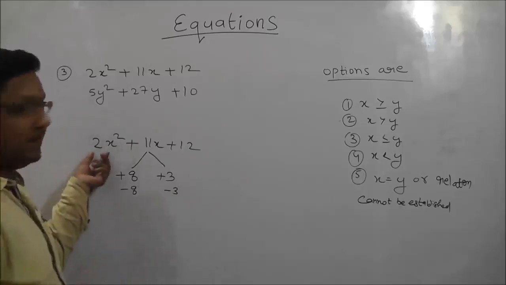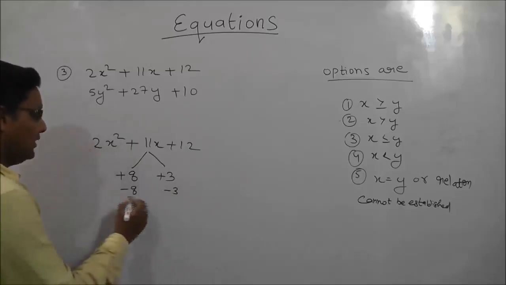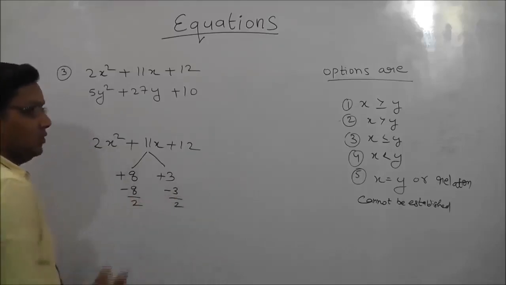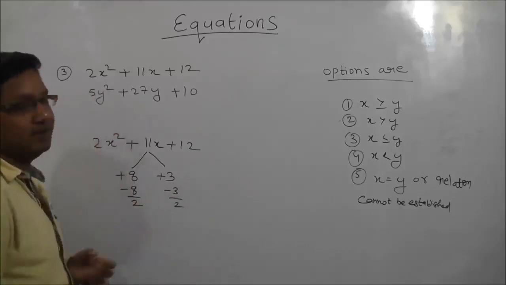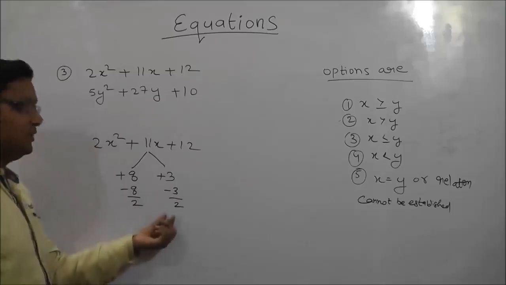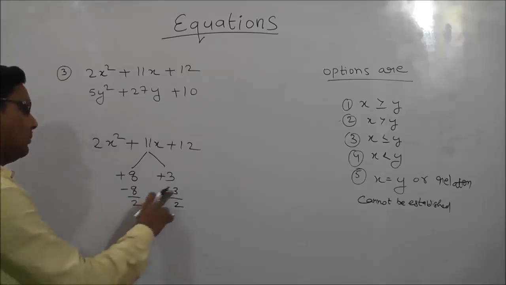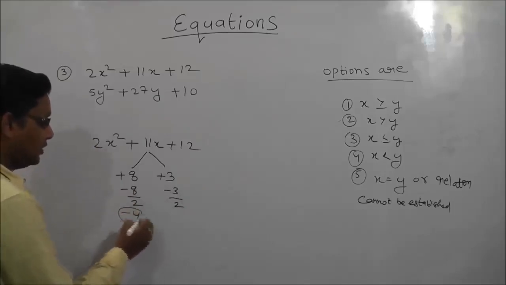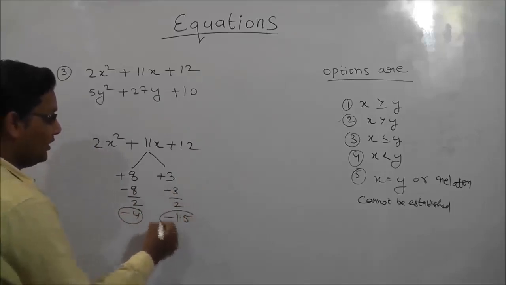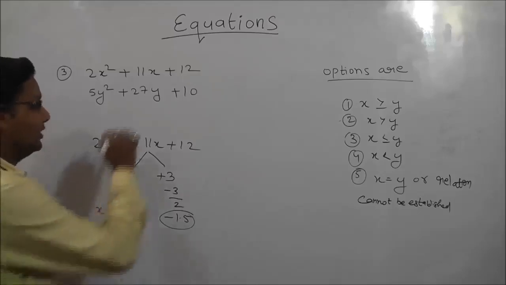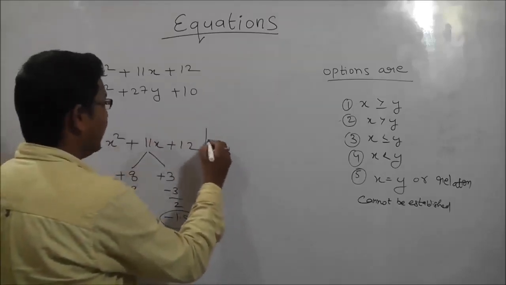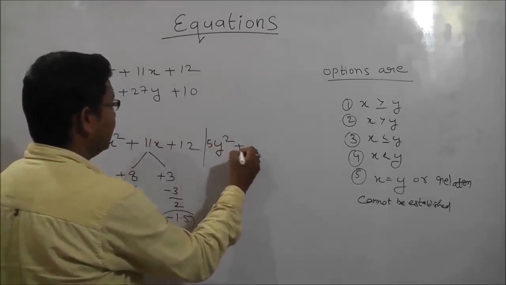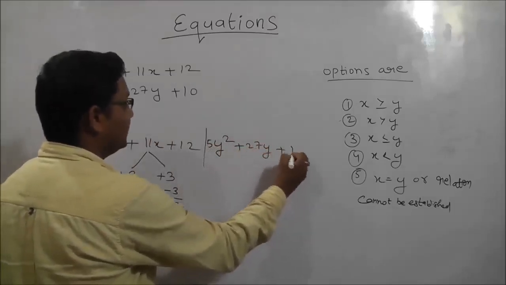Because a is present, we have to divide these terms by 2. Only this is the logic in which a is present. You have to divide by a: minus 8 by 2 and minus 3 by 2. So it becomes minus 4 and minus 1.5. So this is the value of x, and y is 5y square plus 27y plus 10.